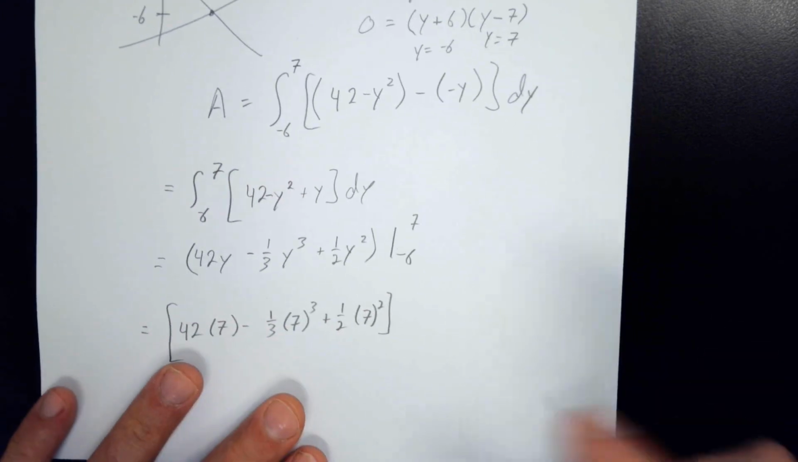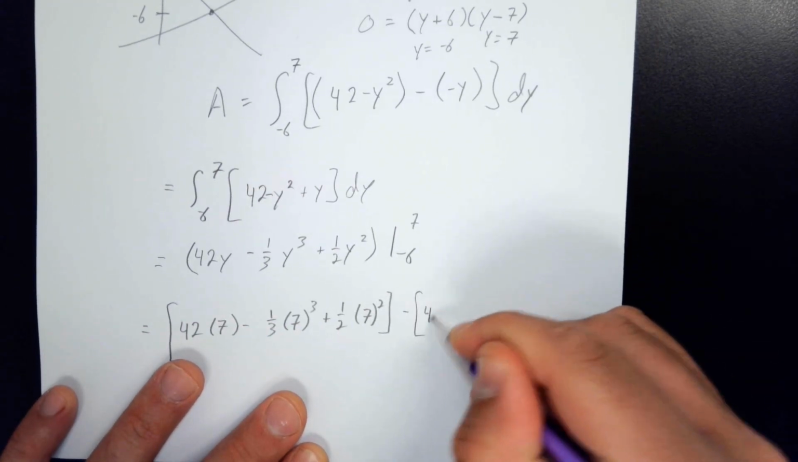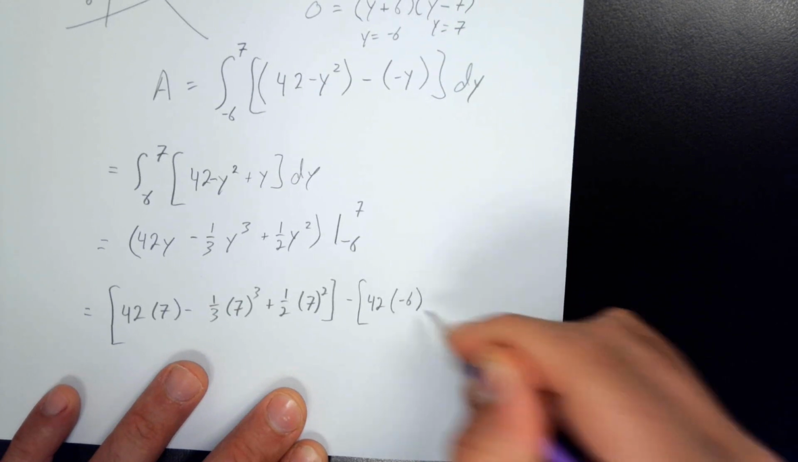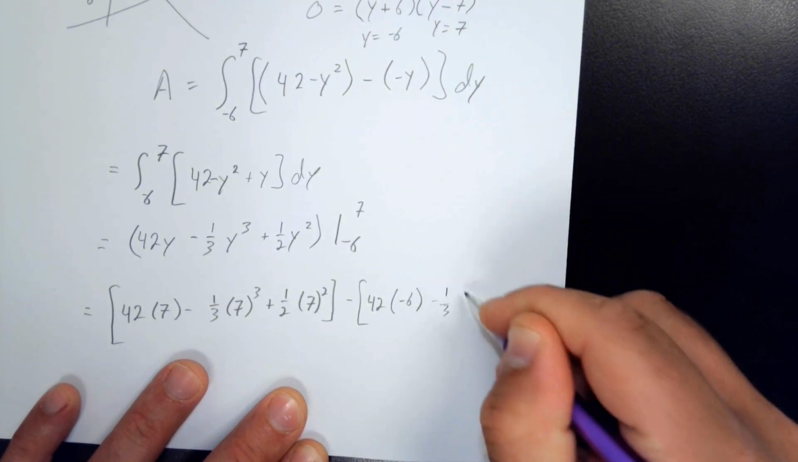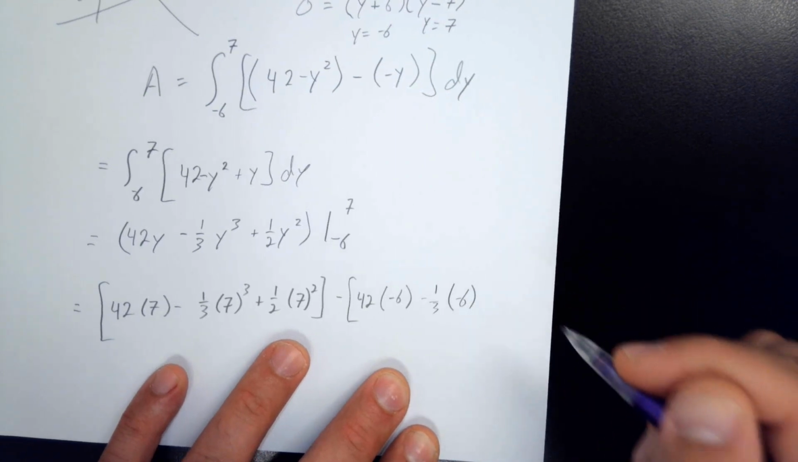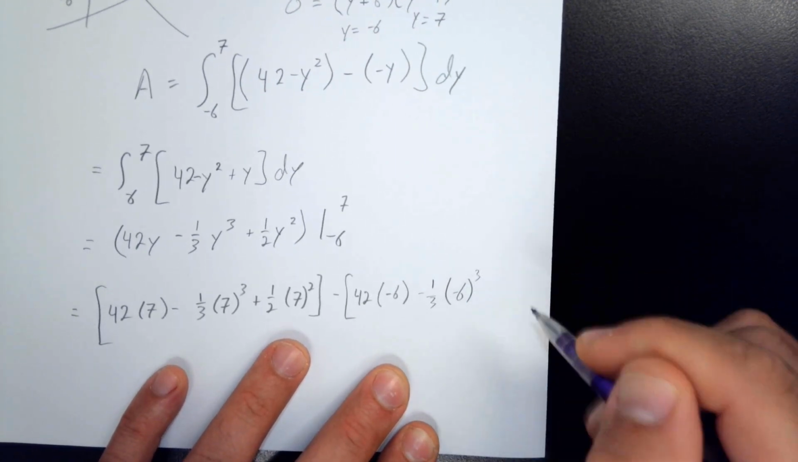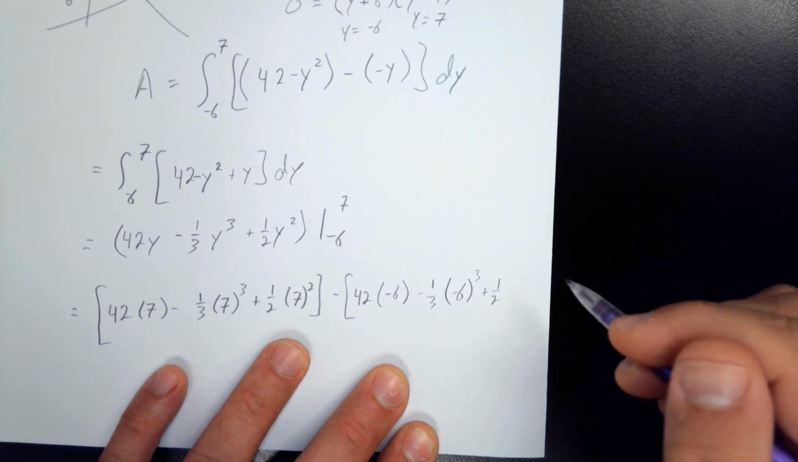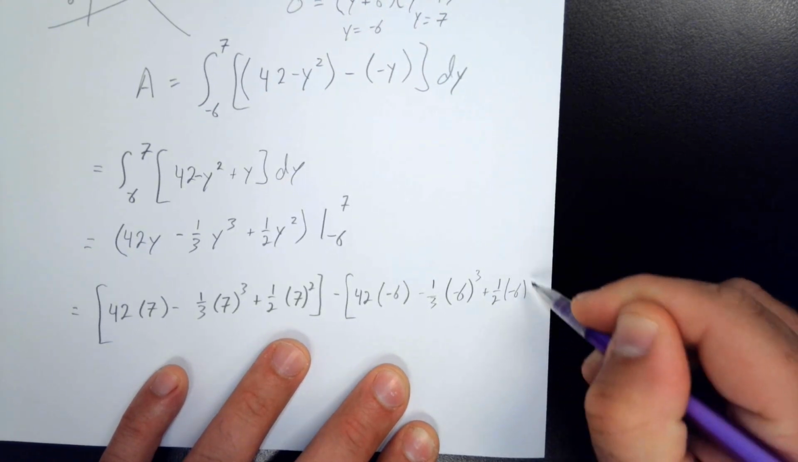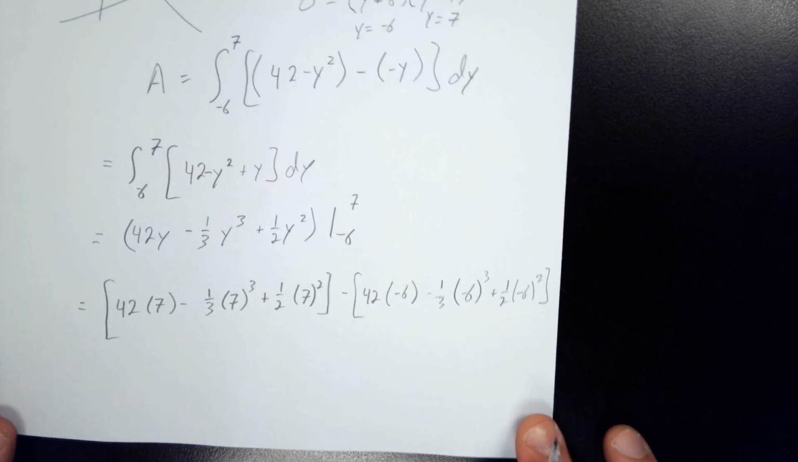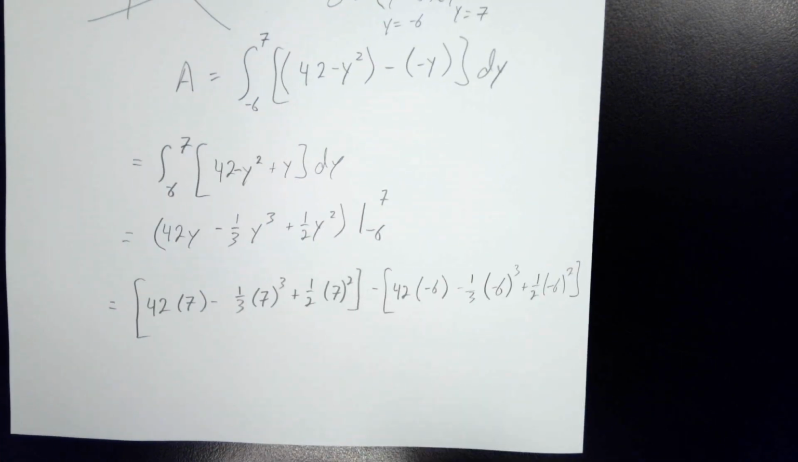And if I plug in the negative 6, I get 42 times negative 6 minus 1/3 times negative 6 cubed plus 1/2 times negative 6 squared. Okay, so there are lots of ways to do this. First of all, WebWork is happy to take this answer as it is, if you don't mind plugging it in. Plugging into your calculator and plugging into WebWork probably take about the same amount of effort, so if you want to just plug this in, you may. If you'd like to simplify this a little bit, you could.